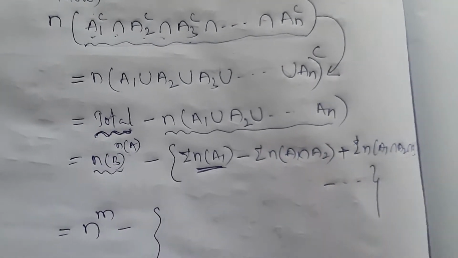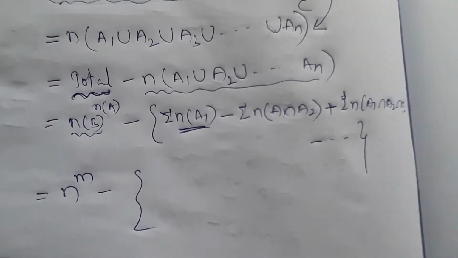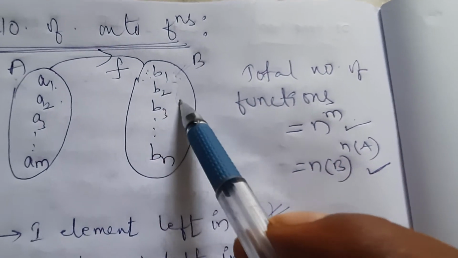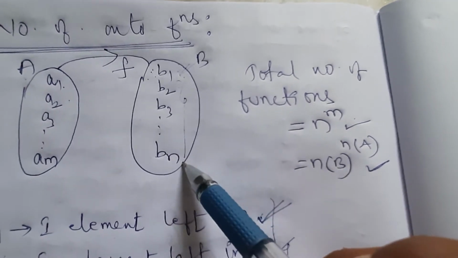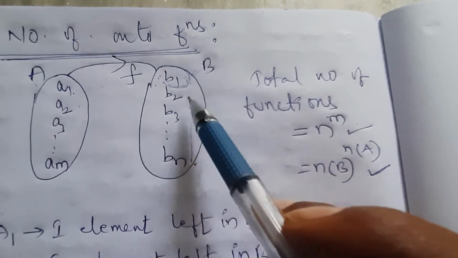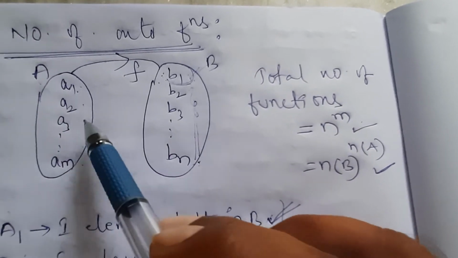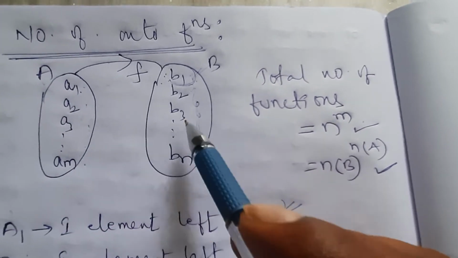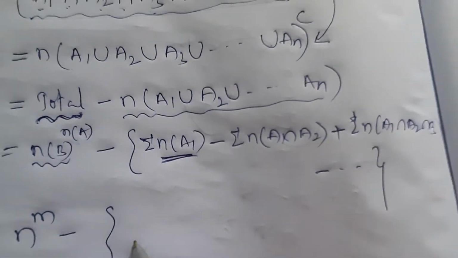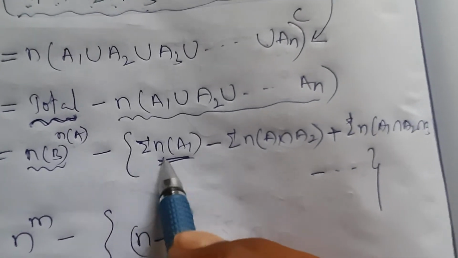First of all, what is n of A1? n of A1 means first element left functions. If you leave the first element, then how many elements are there next? n minus 1 elements are there in B, and m elements are there in A. If you leave this element, the remaining n minus 1 elements are there. Then in that case, the total number of functions is n minus 1 whole power m. So the n of A1 value is n minus 1 whole power m, plus n of A2.